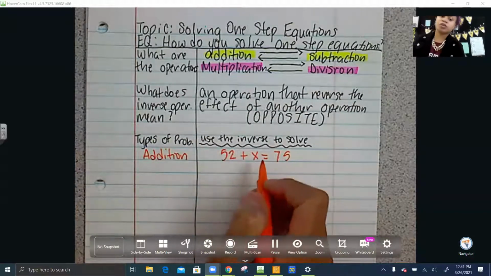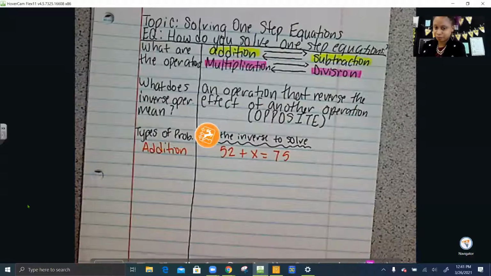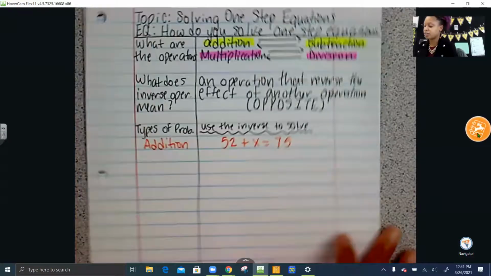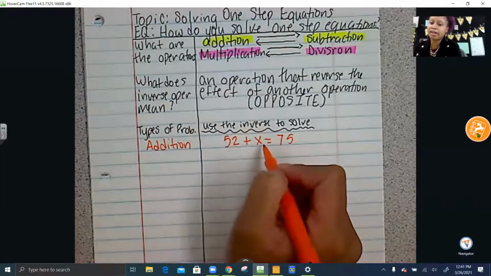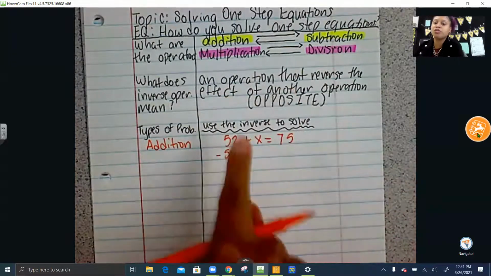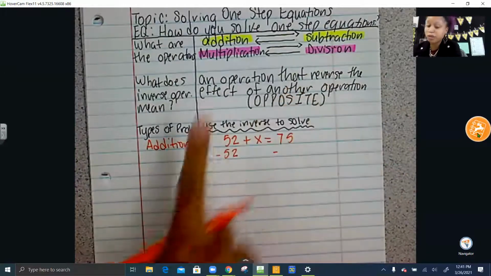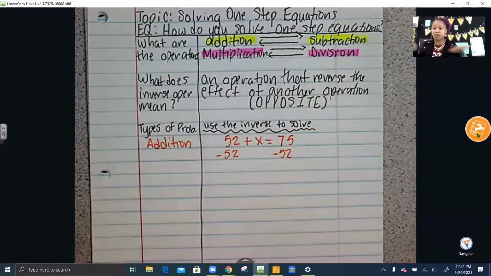So the idea is when you're solving these equations, you want x to be alone. We don't want anything next to x. So the inverse operation to this would be subtraction. And then we want to get rid of this 52 because we want x to be by itself. So to get rid of 52, we're going to subtract 52 from this side. And whatever we do to one side of an equation, you also have to do on the other side, because an equation means that they're equal. I can't just take away from one side because then that would not make it equal anymore. Whatever I do to one side, I have to do to both.